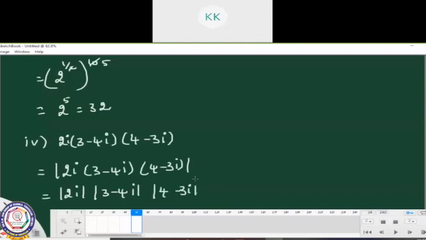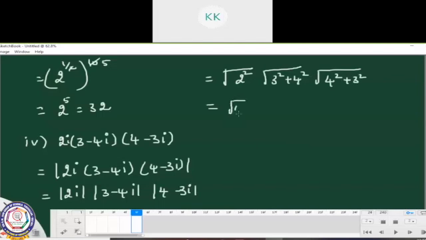What is the answer for the modulus of 2i? Modulus of 2i equals root of 2 square, because the real value is 0. Into 3 minus 4i is root of 3 square plus 4 square. You don't take the sign, you take the number alone, because if it is squared, minus becomes plus. Then root of 4 square plus 3 square. It gives root 4, root 9 plus 16 is 25.